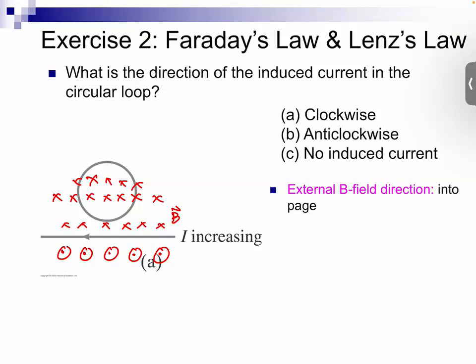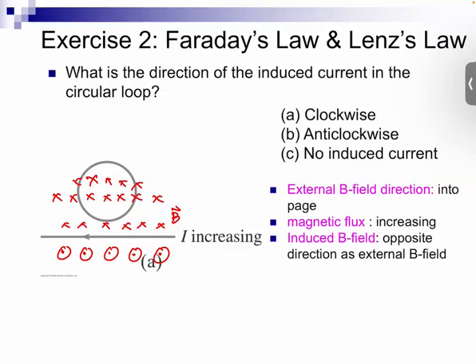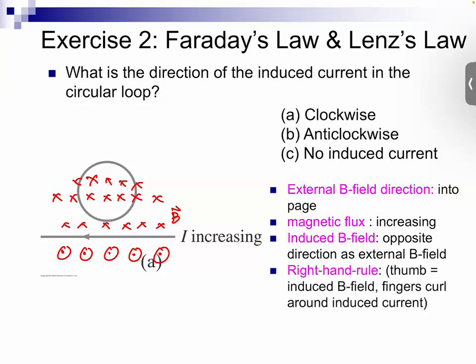Right. So originally, magnetic field lines are into the page. You have these 3 original magnetic field lines. The magnetic flux is increasing because of the increase in currents, right? You have this increase in magnetic flux. Lenz's law doesn't want that, so it will create an opposite magnetic field to cancel out the increase in the magnetic flux, right? And use right-hand rule. Point your thumb in the direction of the induced magnetic field, sorry, and then your fingers curl around the induced current.